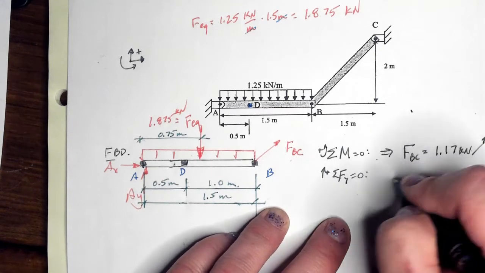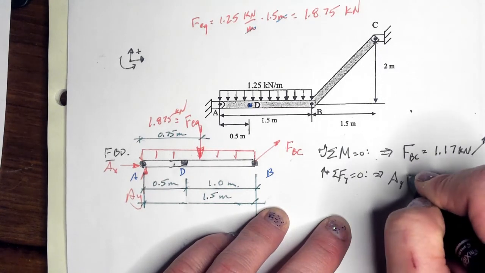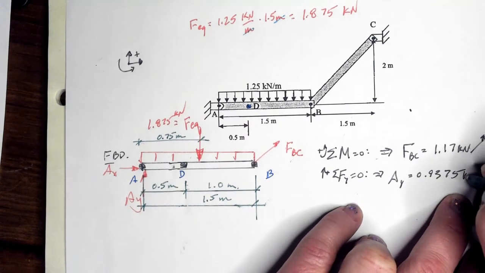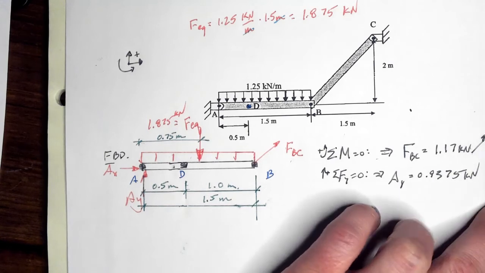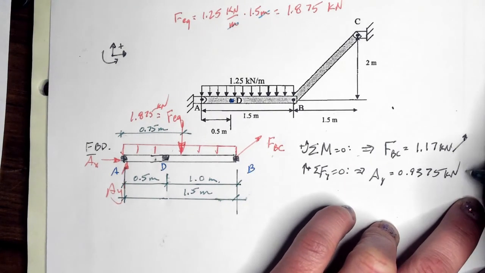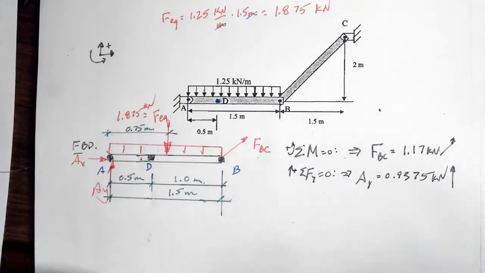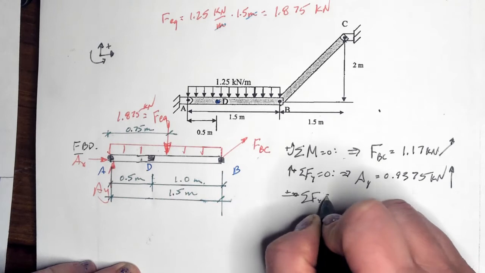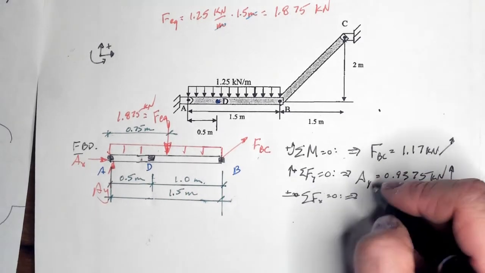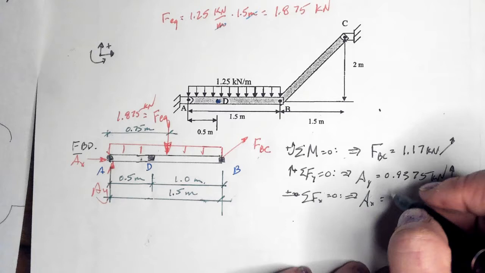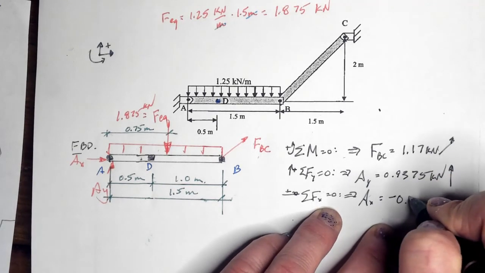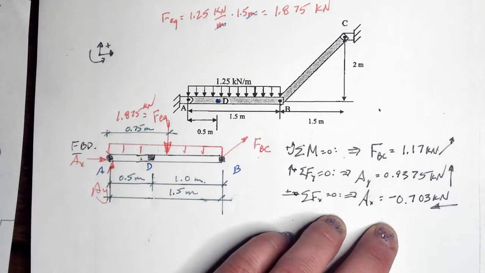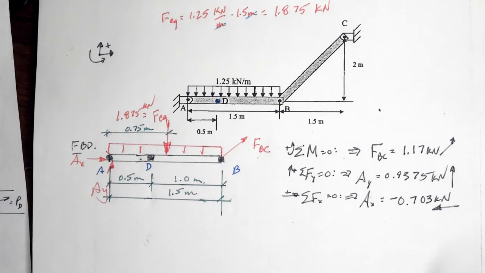I'm going to do forces in the Y. I get A_Y of 0.9375 kilonewtons. My direction is up, positive. And we will do forces in the X. It's actually negative, going in the opposite direction. Okay.